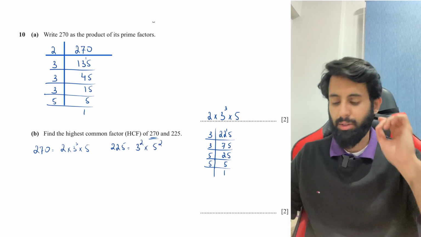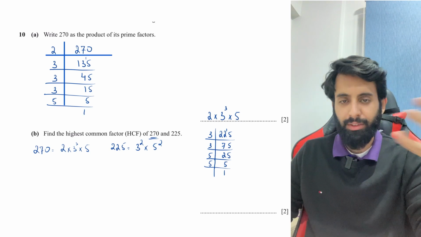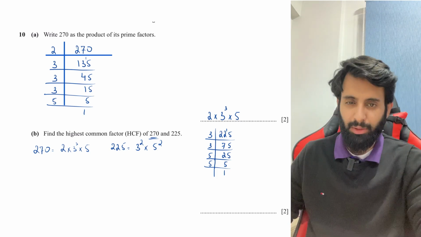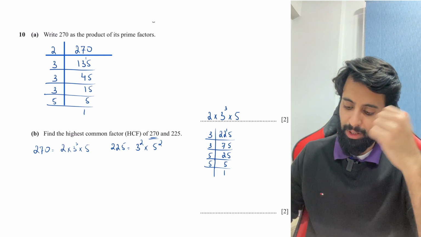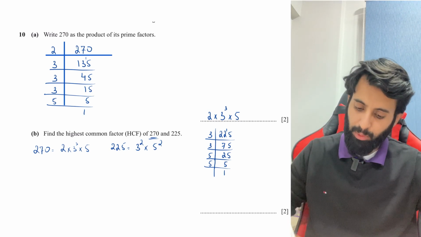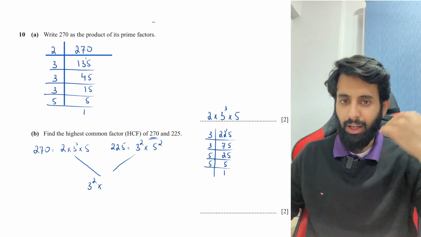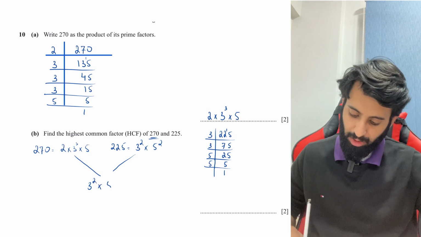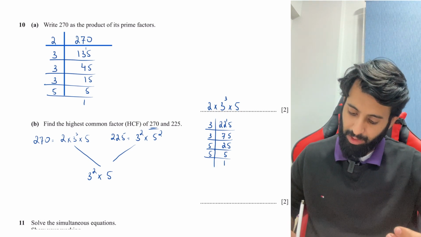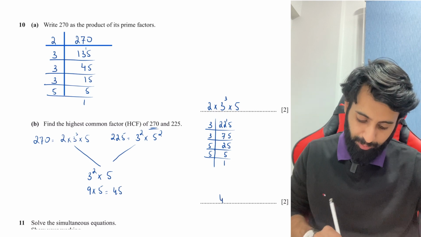Now when you're finding the HCF, what you're looking for is whatever is common between the two. If I look at 270, I can see that there's a 2 there, but if I look at the powers of 3, you have 3 cubed and 3 squared, and what's common in these two? 3 squared is what's common. Then you have 5 and 5 squared, so 5 is common. That means the highest common factor can be worked out by working out 9 times 5, which is equal to 45.